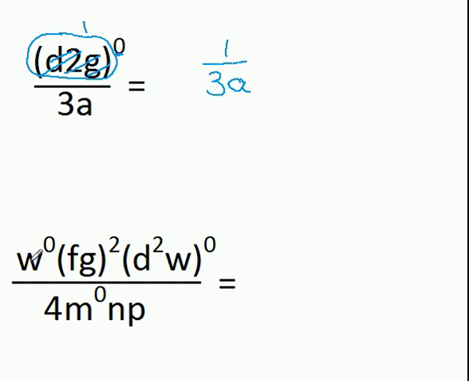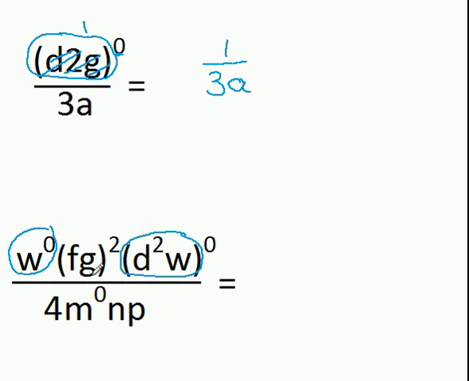Having a look down here, I need to have a look at the different parts. Now the first thing I've got here is a w to the power of 0. I'm going to get rid of that. This thing in brackets here is raised to the power of 2, so I'm going to leave that one. This thing in brackets here is raised to the power of 0, so all of that is going to go.